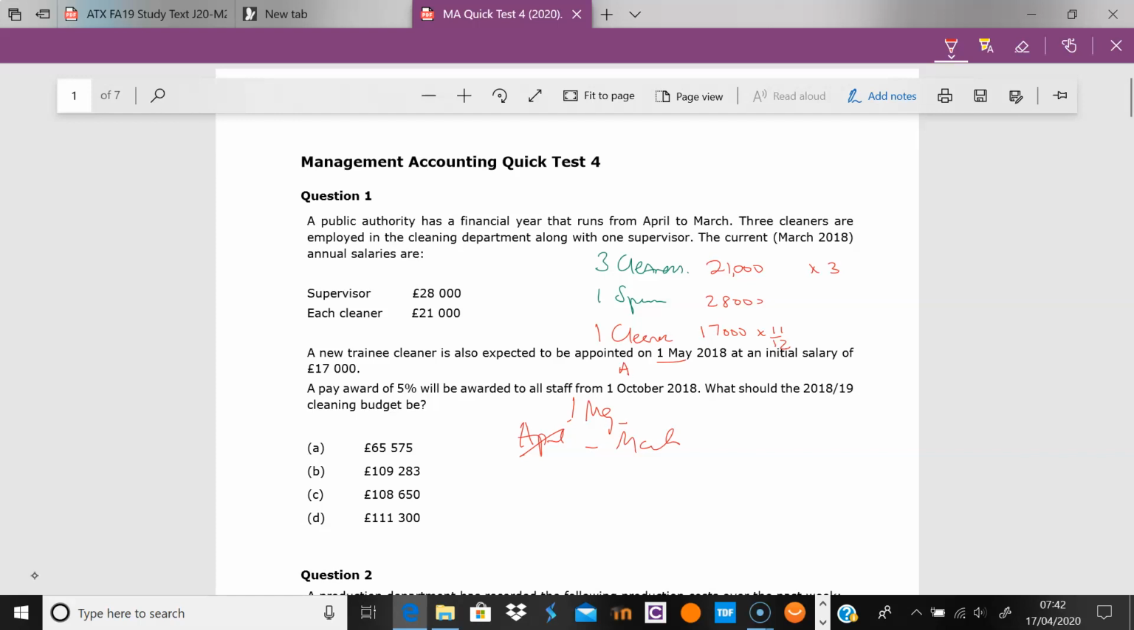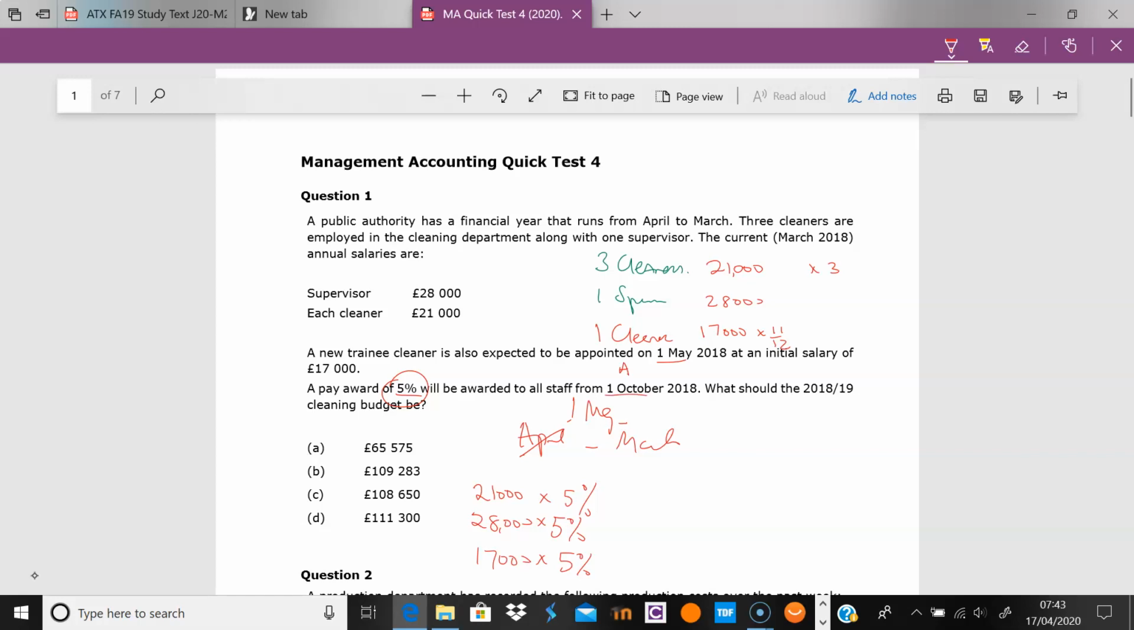Now, we're also told that they will get a pay reward of 5%. This is an annual amount. So what I should really do is find out what that annual amount would be. For my existing cleaners, it'll be 21,000 times 5%. For my supervisor, 28,000 times 5%. And for my new cleaner, it'll be 17,000 times 5%. This is the annual amount, although they don't get it for the whole year.